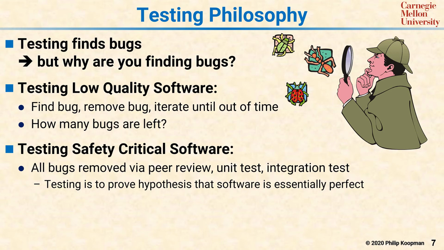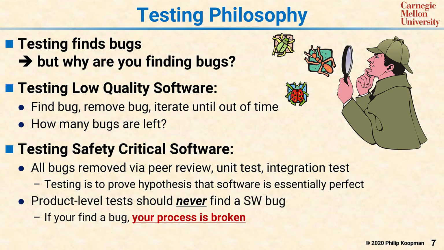The purpose of testing is not to find and remove bugs. It's not about debugging. Rather, the purpose of testing is a quality check on all the design processes you used. You hope that all bugs have been removed via peer review, unit test, integration test, and all those other things. So by the time you get to system testing, you should not be finding any bugs at all. The system test is to prove the hypothesis that the software is basically perfect. Product-level tests in a high critical or high dependability embedded system should never find a software bug.